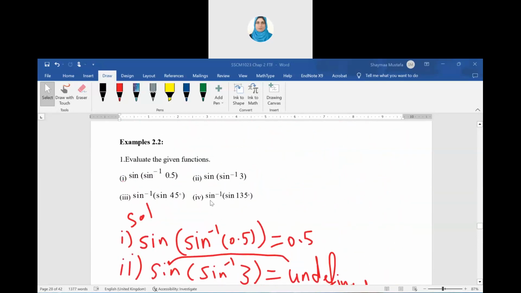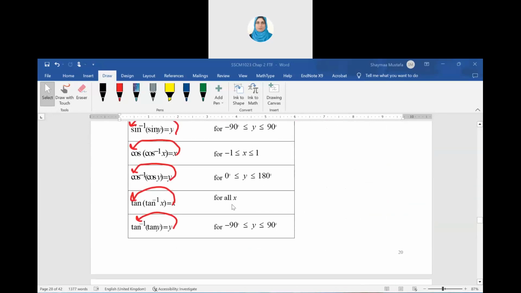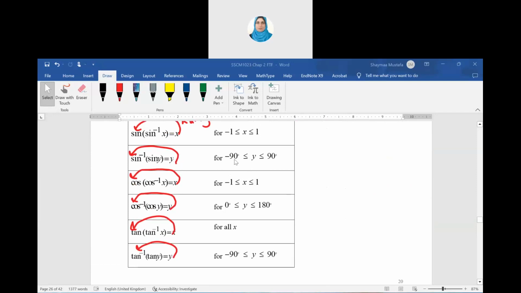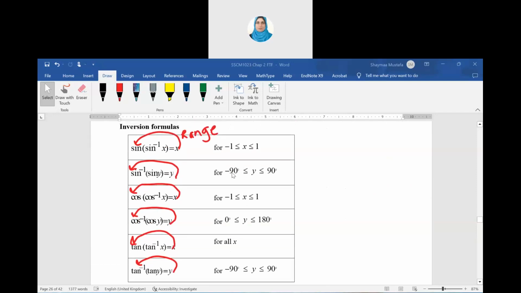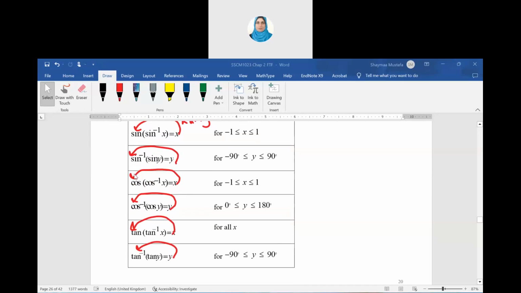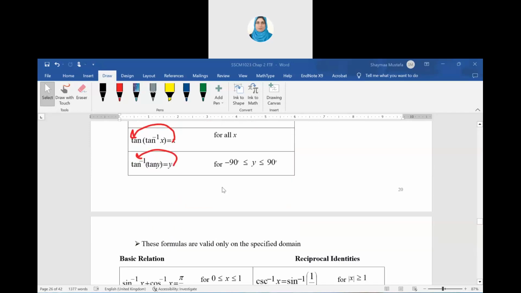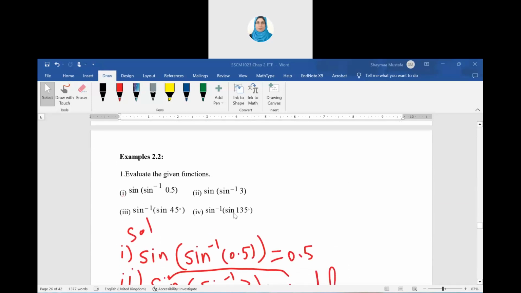Okay, again. Here, sine inverse of sine 135. This one will not be equal to 135. Why? Because 135 is not within this range, not from minus pi over 2 to pi over 2. I told you this relation is correct if the result is within the range of the first function. Now I have a problem: 135 is not within the range of sine inverse. So I cannot say that sine inverse of sine 135 is equal to 135.